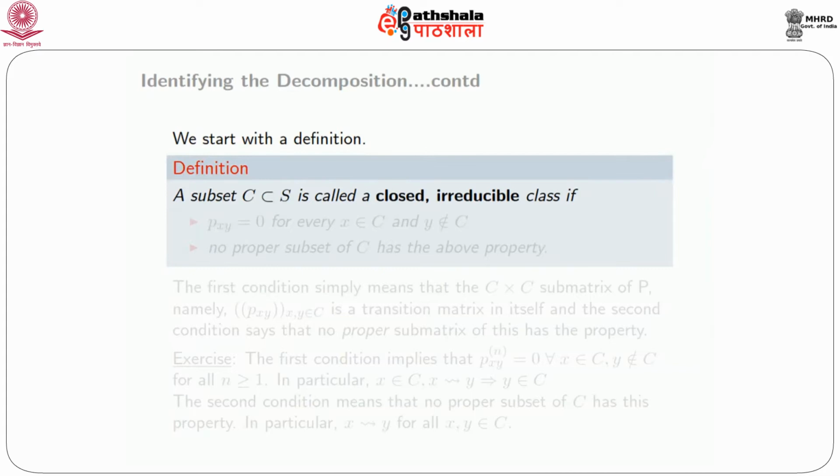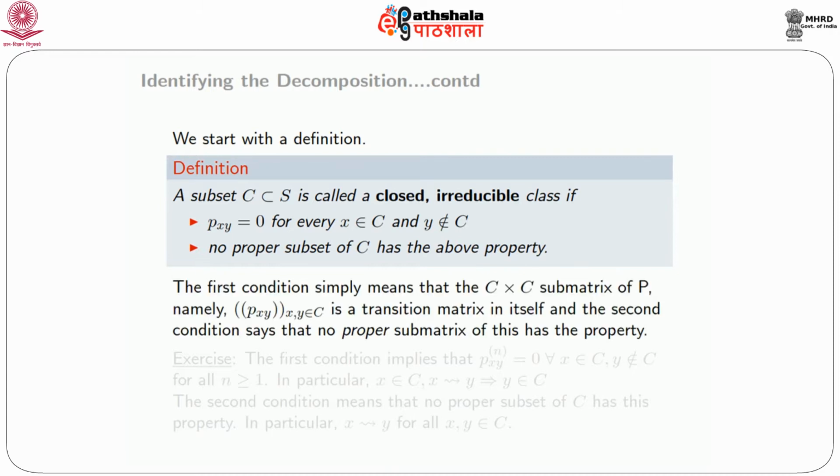A subset C of S, that is a set of states, is called a closed irreducible class. We have already come across this concept, but we want to see it in a different way. If, firstly, pxy is 0 for every x in C and y not in C, and no proper subset of C has the above property. Of course, one can easily see that the first condition immediately means that if you take any x in C and then add the pxy's over all y in C only, then those sums are all equal to 1.